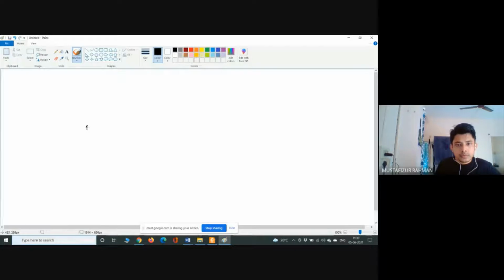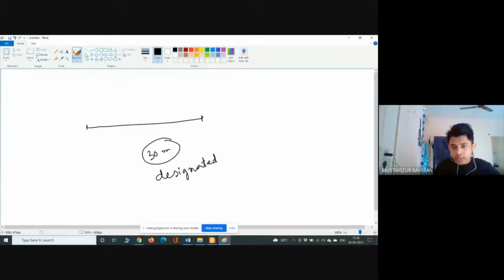So it's like this. Say this is a 30 meter tape, designated as 30 meter. But if we apply a pull greater than it can sustain, then what will happen? It is now elongated to some extent, say for example, 30.5 meter. Now in the field, if we operate like that, we will end up measuring 30.5 meter, but we will write 30 meter only, right?